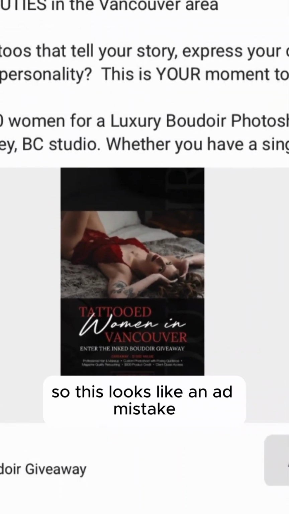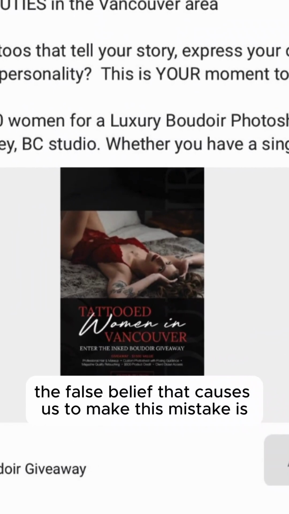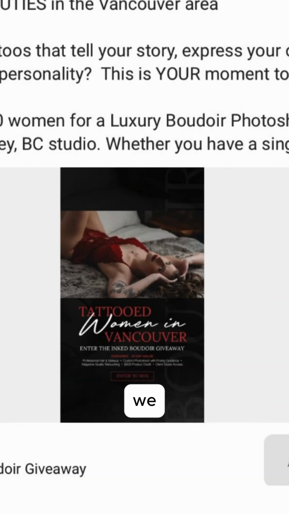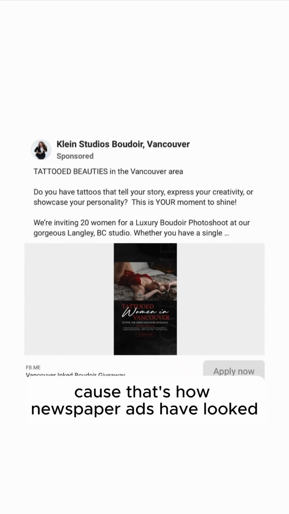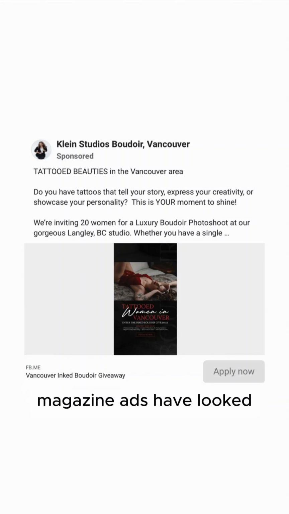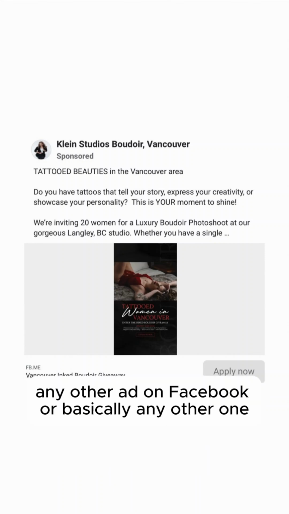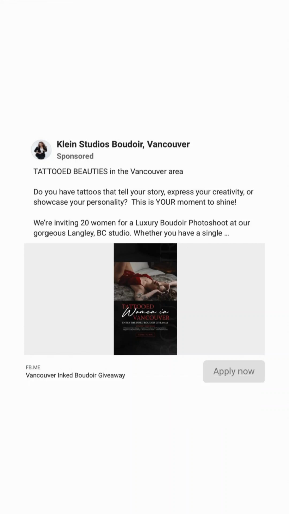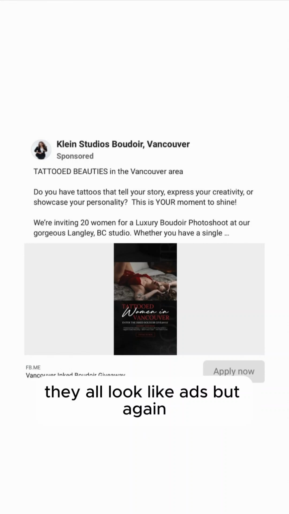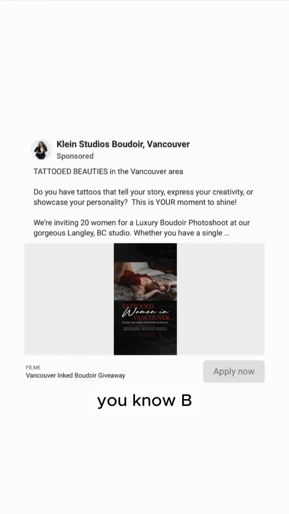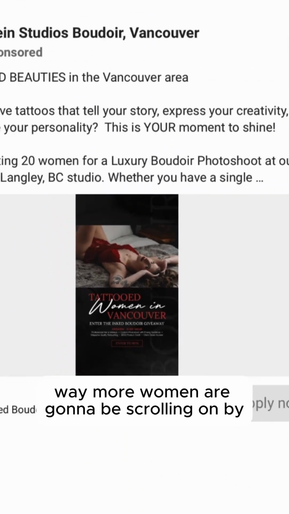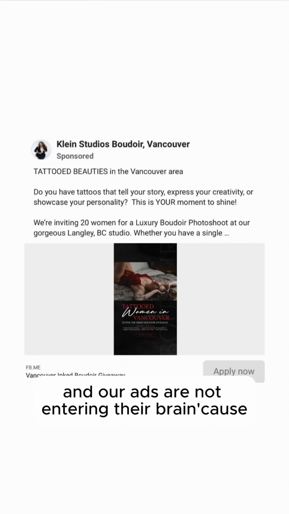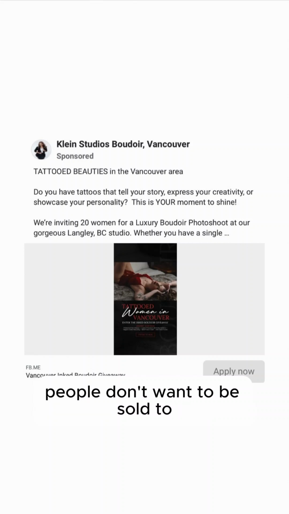Creative. All right, the creative looks like an ad, so it looks like an ad mistake. The false belief that caused us to make this mistake is we believe our ads should look like ads because that's how newspaper ads have looked, magazine ads have looked, TV commercials have looked, and any other Boudoir Facebook ad on Facebook. They all look like ads. But again, BLCS is the most common thing I'm seeing. It's because everyone's making these same mistakes. So consequence of this, yeah, way more women are going to be scrolling on by, and our ad not entering their brain because people don't want to be sold to.